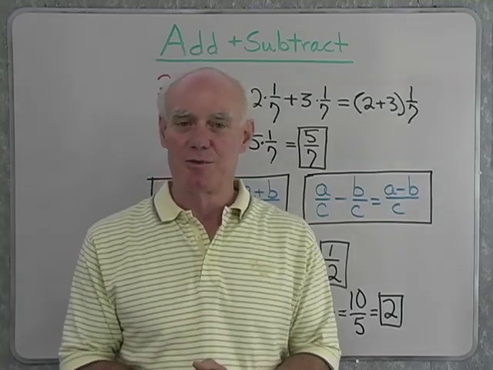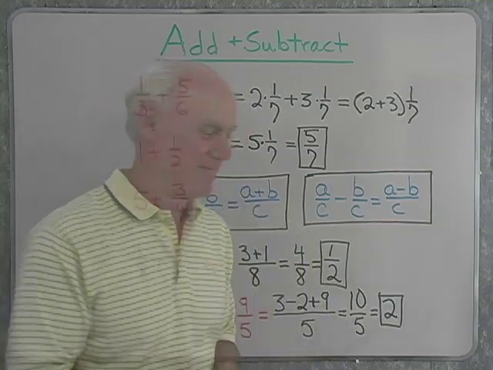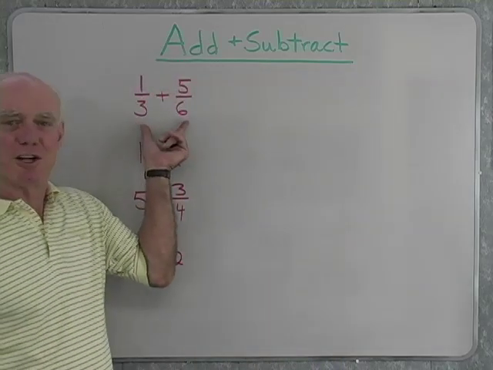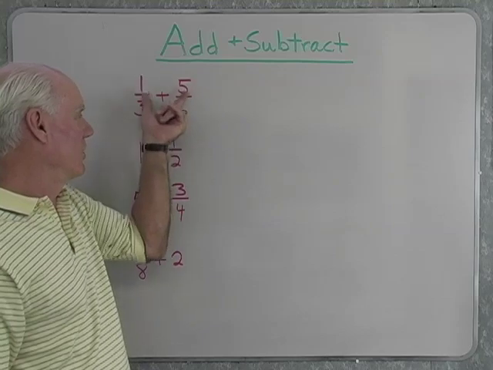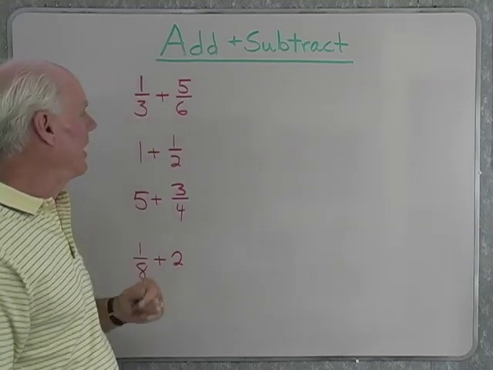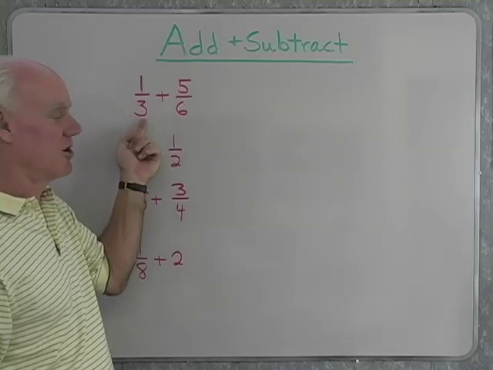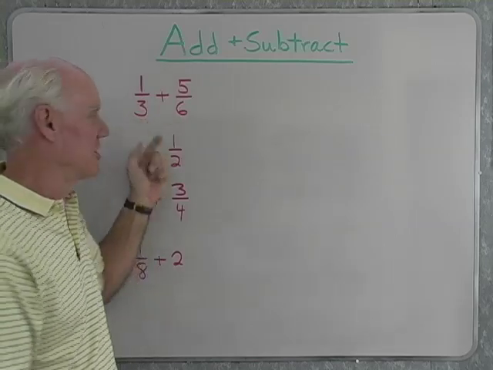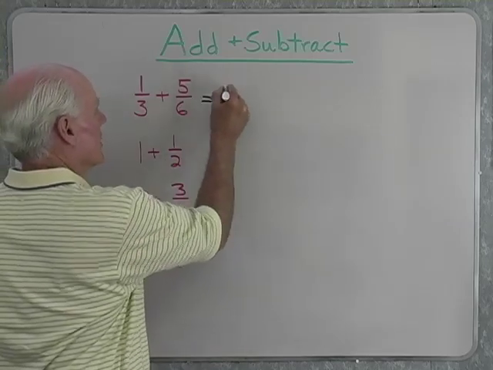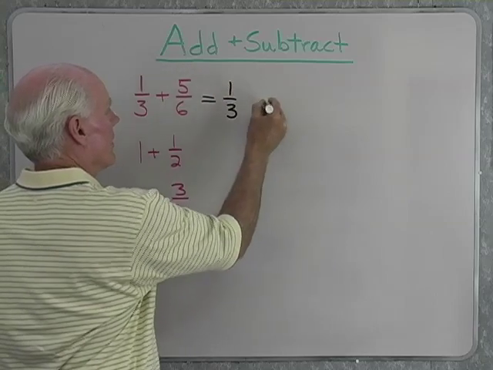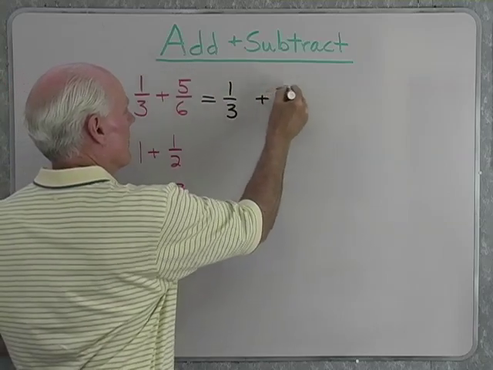Let's take a look at what happens when the denominators are not the same. Let's start with 1/3 plus 5/6, a couple of fractions with different denominators, okay? And I say, well, okay, let's see if I can make this fraction into a fraction that has a denominator of 6. So what I'm going to do is this. I'm going to take this 1/3 and I'm going to change it a little bit.